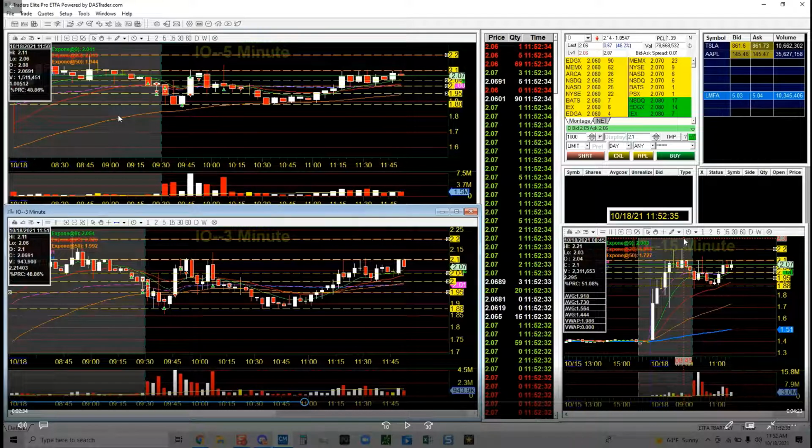But when there's a hidden seller there, you don't know how many shares this guy's selling. It's a $2.10 stock. This dude selling at 2.10 probably has like, I don't know, 3-4 million shares of this stuff.